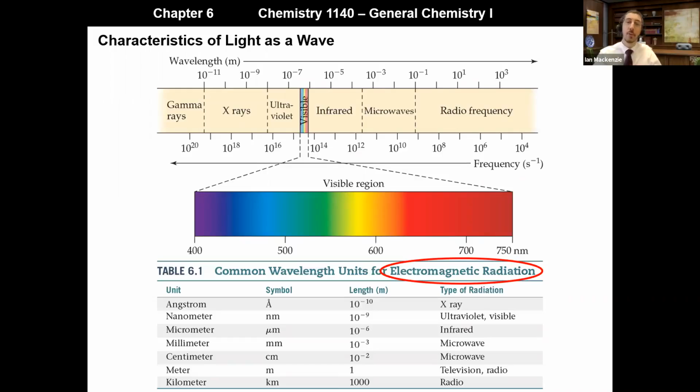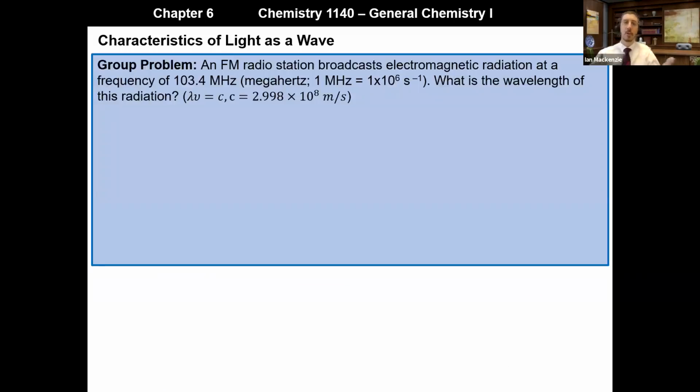So let's go through a specific example of light and how we would calculate some of these things. An FM radio station broadcasts electromagnetic radiation, aka light, at a frequency of 103.4 megahertz. You could just turn on your dial and listen to this. It might be country music or something like that. Now, megahertz is simply 1 times 10 to the 6th hertz, or 1 times 10 to the 6th inverse seconds. So what's the wavelength then of this radiation?